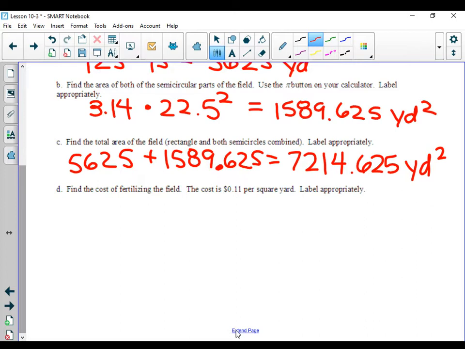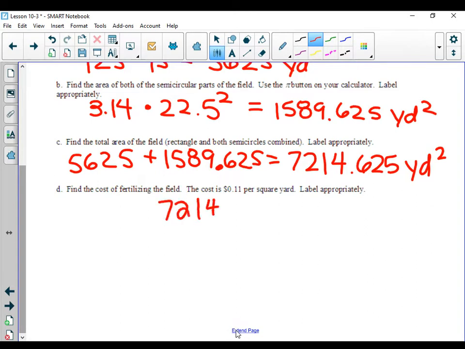11 cents per square yard. 1 yard, 11 cents. 2 yards, 22 cents. 3 yards, 33 cents. Who would like to do this until we get to 7,000 yards? Say no. No one wants to do this. Bryn, would you take the total field area and times that by 0.11? That seems like a way better idea. Thank you for thinking of that, Bryn.